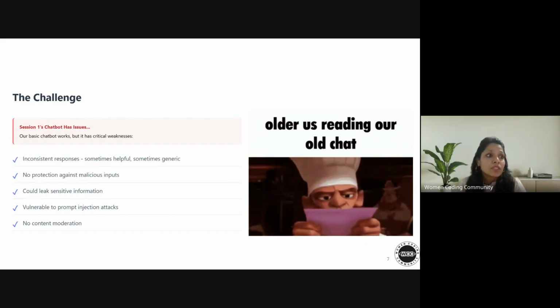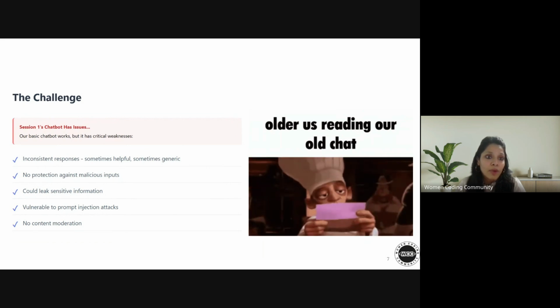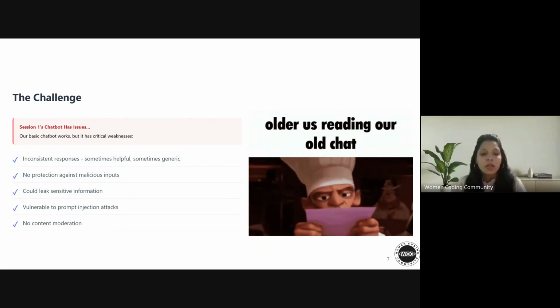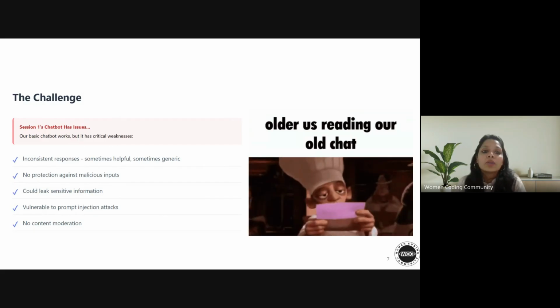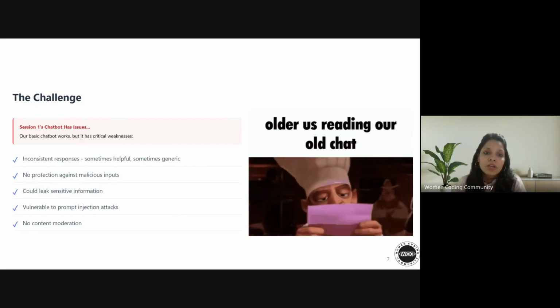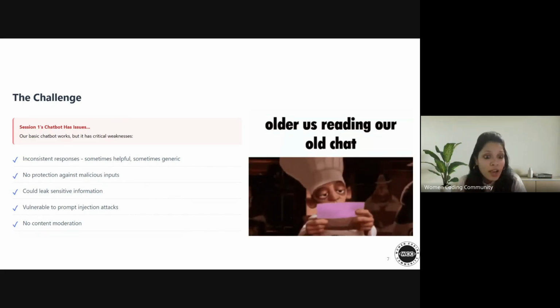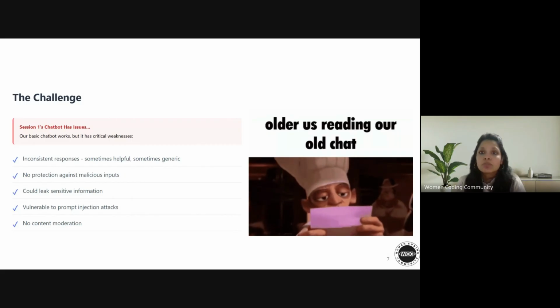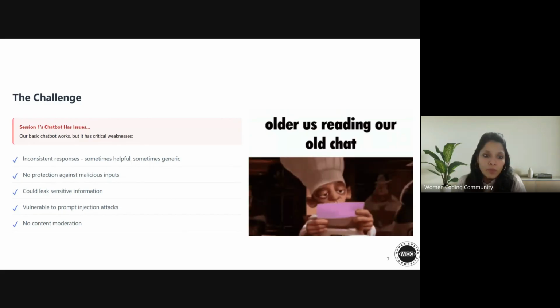Again, these are some of the thought processes I would like to add to your mind, and you can also play around with the session 1 chatbot that you have built and what you have learned from today's session, and see how you can improve your chatbot. There was no protection against malicious inputs.